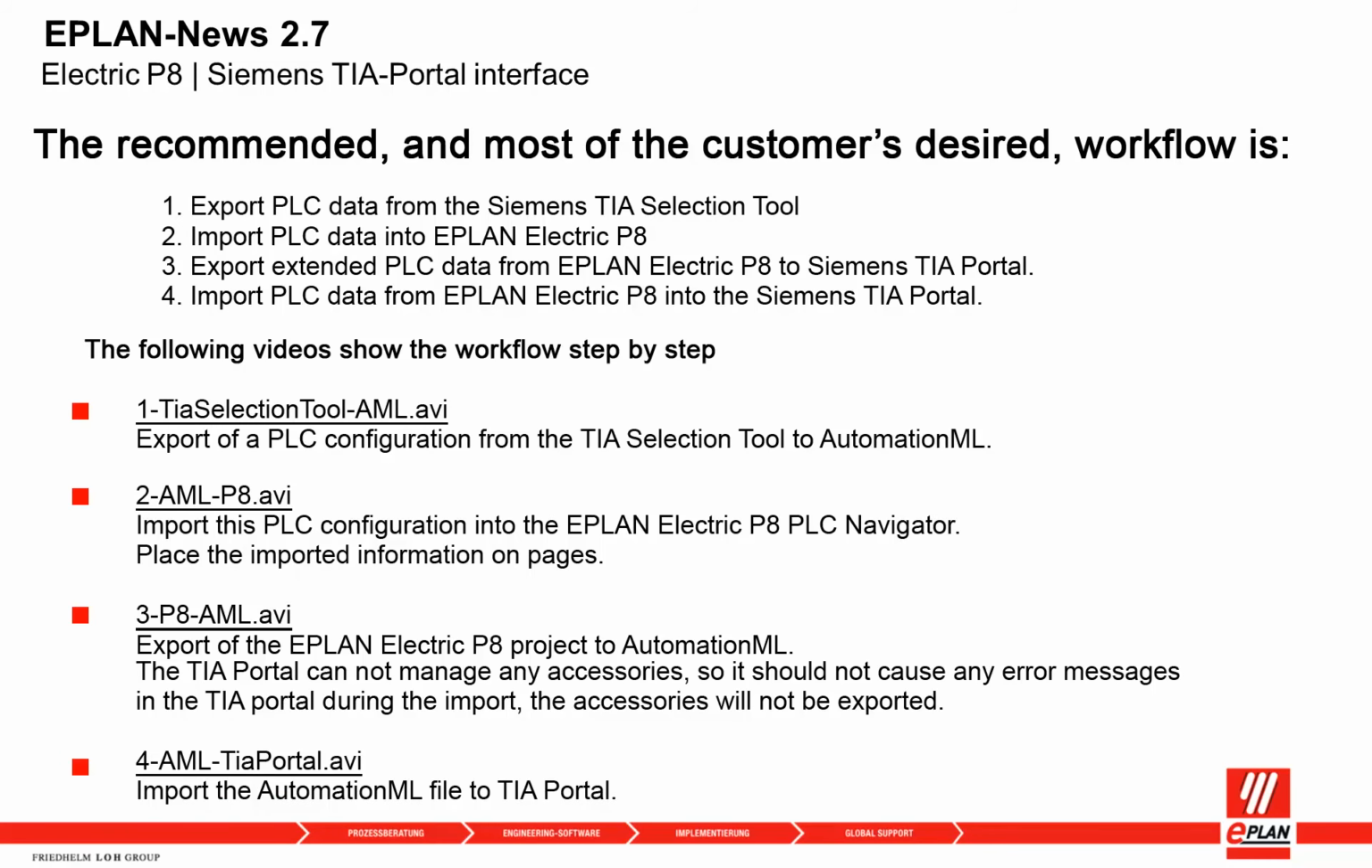The recommended, and most of the customers' desired, workflow is: 1. Export PLC data from the Siemens TIA selection tool. 2. Import PLC data into EPLAN Electric P8. 3. Export extended PLC data from EPLAN Electric P8 to Siemens TIA Portal. 4. Import PLC data from EPLAN Electric P8 into the Siemens TIA Portal. The following videos show the workflow step by step.